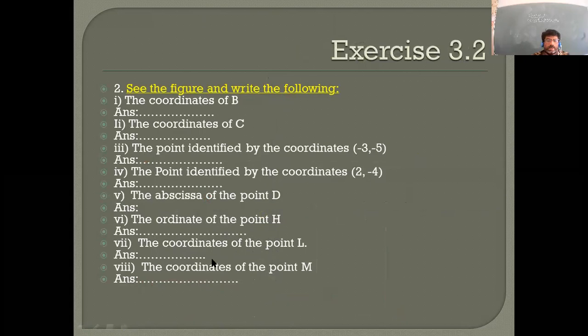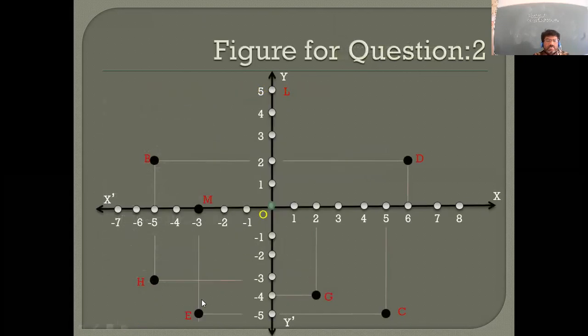Coordinates of the point L. Where is L here? This is L. L coordinates means you have to give both. It is on the y-axis. So the first number will be x, which is 0, and y is 5. So coordinates of L will be bracket 0, 5.